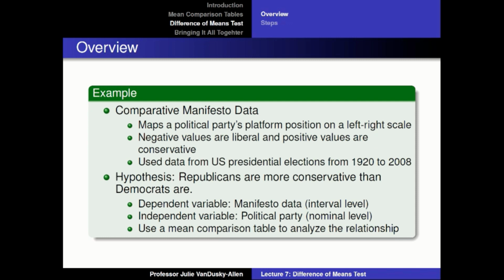Imagine you believe that party identification influences ideology. Party would be your independent variable. Note that it is a nominal level variable because it separates observations into categories, Democrat, Republican, and the categories have no inherent order. Republicans are not greater than Democrats, Democrats are not greater than Republicans. You believe that Republicans are more conservative than Democrats are. Party, Republican versus Democrat, influences ideology.